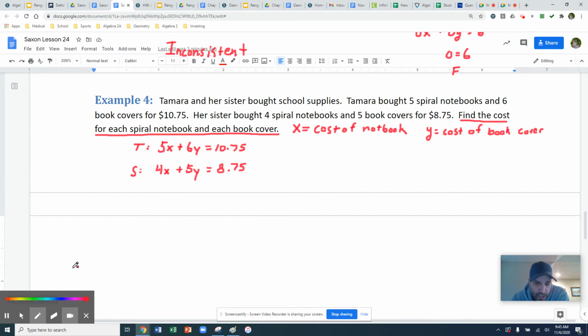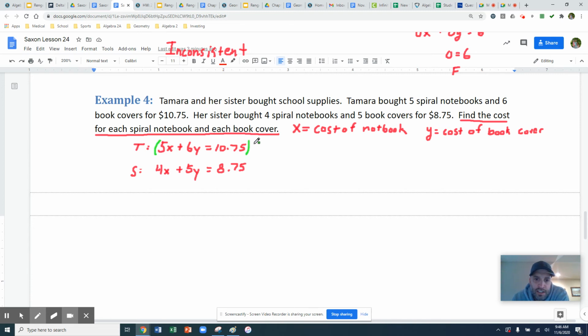So taking a quick glance at all of our variables, we do not have any variables that have the exact same coefficient, so we're going to need to manipulate them a little bit by multiplying. So 5x and 4x, I'm going to look to try to cancel the x's. Now 5 and 4, there's no way I can multiply 5 to make 4 or anything like that, but I can look at how they meet at 20.